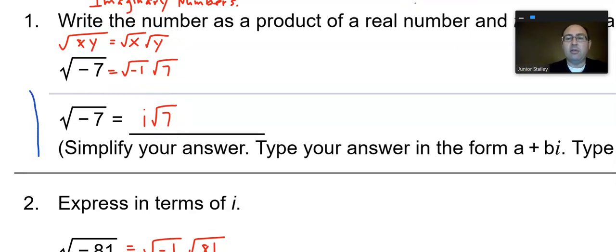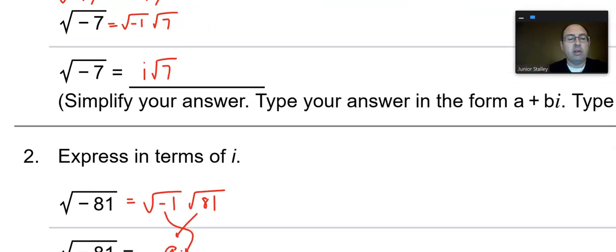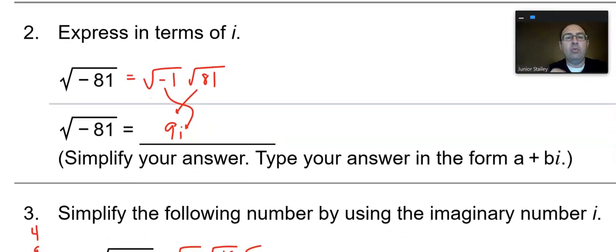Moving on to the next one, if I can actually hit the right button. Okay? Well, what happens if you split it up and the other part's a perfect square? Well, typically we put the perfect square part in front and then put the i after it, so we say 9i.